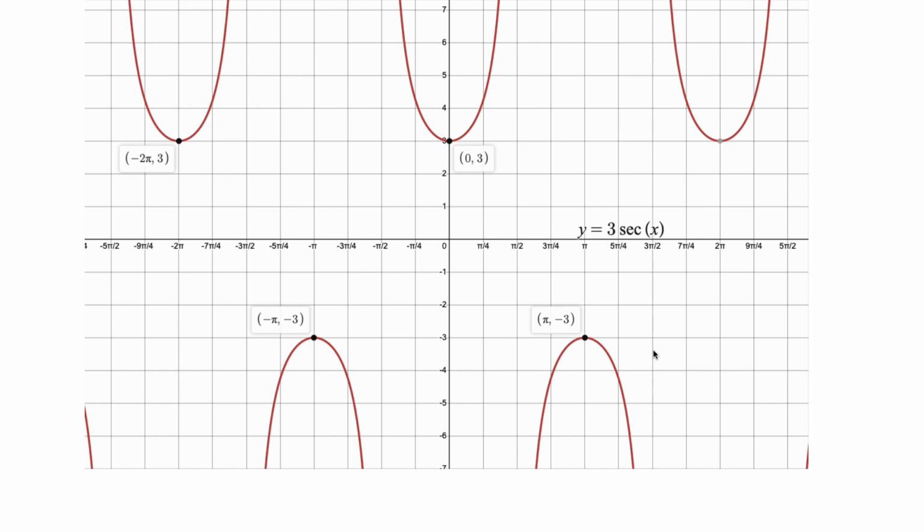And notice, of course, that the graph overall just seems to have stretched vertically in both directions. The part above the x-axis got pulled upward. The part below the x-axis got pulled downward.